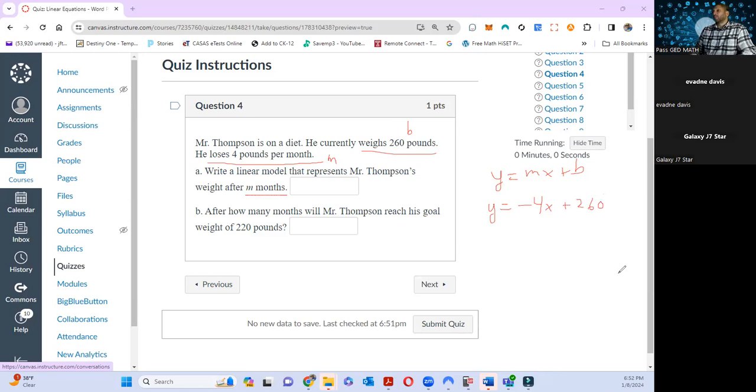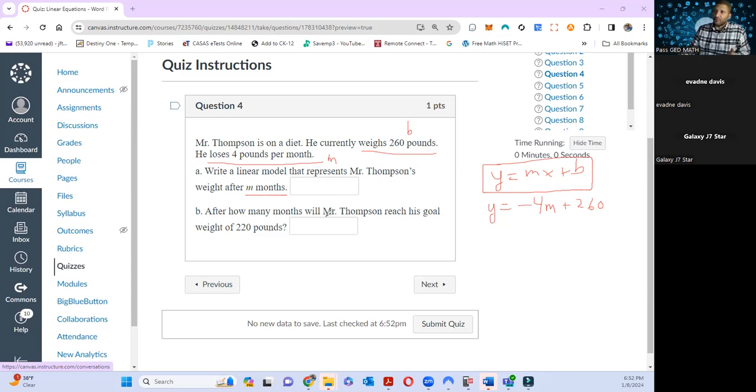Understand that? Now, it says 4 pounds per month. We used x. Remember, it doesn't matter what variable you use. So we're just going to change our x to the variable that they gave us, which is m. That's what causes the confusion in this problem. m stands for slope in a linear equation, but m, the variable, stands for how many months. So y equals minus 4m plus 260. That would be the linear equation.